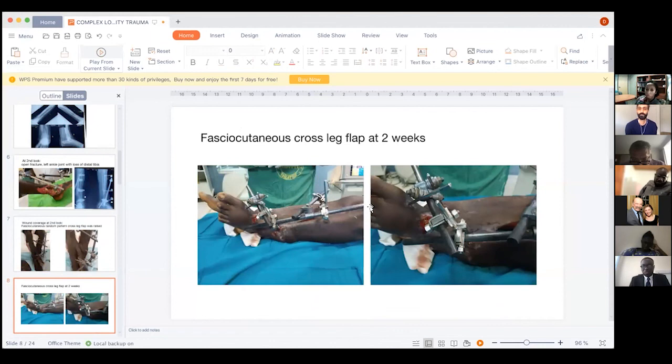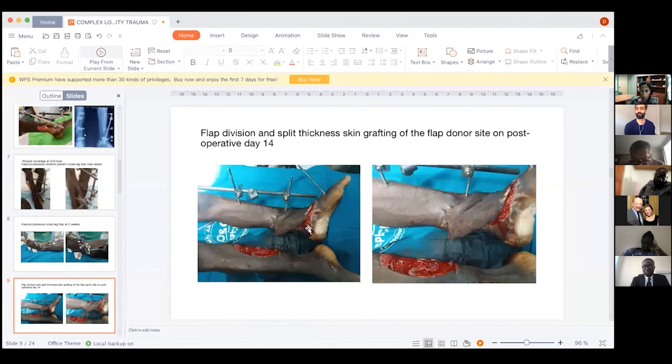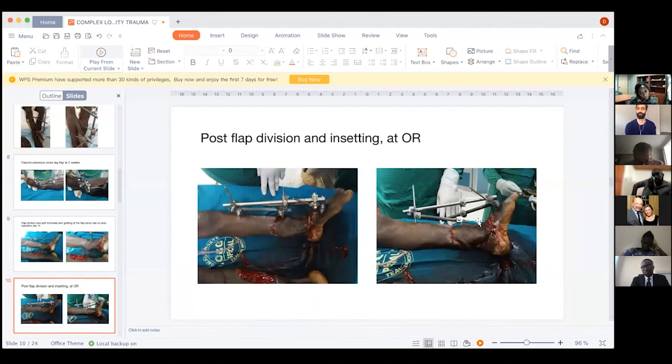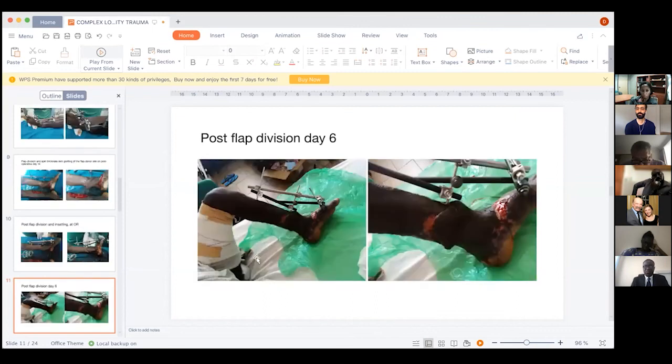At 2 weeks, the patient was brought back to the OR, and this was how it looked. And the cross leg flap was divided. As you can see, this was the donor site, and this was the recipient site. So inset was done. We went around tacking the edges of the flap into the wound to make it smoother, and then applied a split thickness skin graft to the flap donor site. So this was 6 days after the inset, and the flap had survived, though we had some marginal flap necrosis, but on the whole, the bone had been covered.